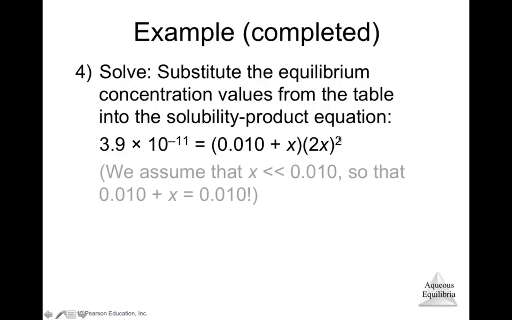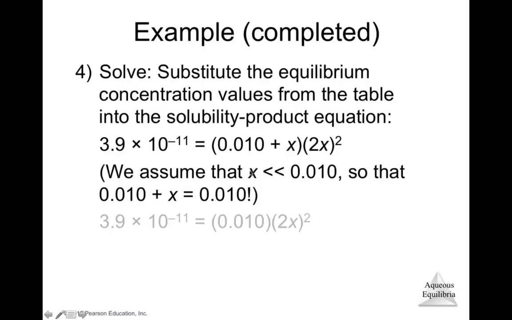So now we can assume that this X is really small, less than 0.01. So this will not affect this value. This one will affect this one, but this is not going to affect this one. So that means that this is equal to 0.01. So we basically simplify this equation, and now we can determine the value of X by doing the square of this and all the other mathematical process. And we have that the solubility is 3.1 times 10 to the power of minus 5 molar.